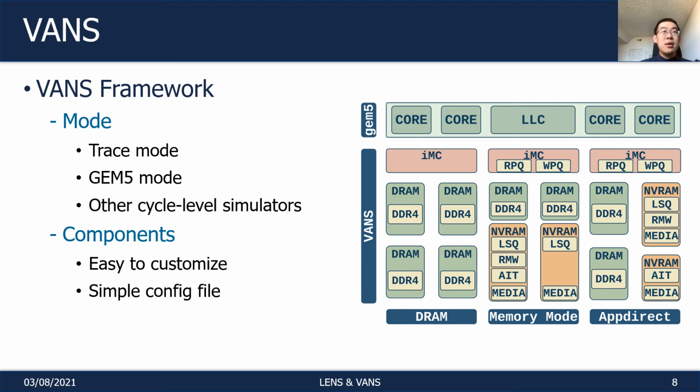Now, let's take a look at VANS. VANS is a cycle-level non-volatile memory simulator that is flexible and reconfigurable. It can execute memory traces and can be integrated into gem5 or other cycle-level simulators for full system simulation. VANS is written in the C++17 standard with a modularized software design. More importantly, VANS can be configured using a simple configuration file without any change to the source code.